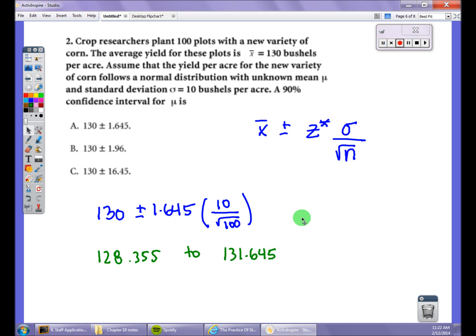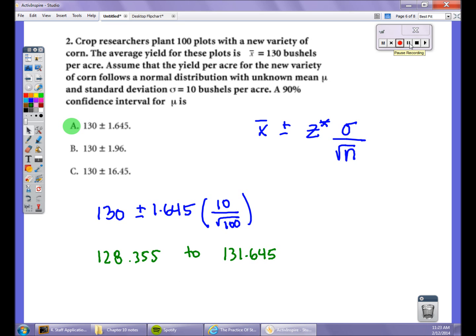So it appears that option A would have been the answer. However, I would prefer that you do not give me the answer as A or as what you see in green. I would prefer a formal sentence that expresses this confidence interval. So the full answer would be, I am 90% confident that the yield per acre for the new variety of corn will fall from 128.355 bushels to 131.645 bushels. So please write that sentence versus just giving me everything in green.